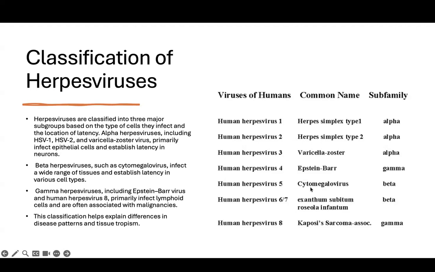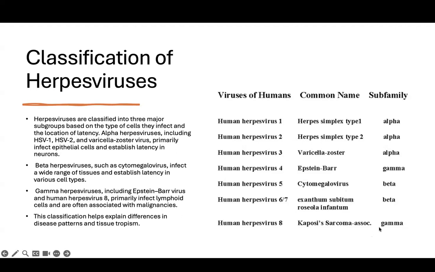Then you have your beta herpes viruses. This is your cytomegalovirus. Cytomegalovirus is a weird one because it loves to infect a wide range of tissues and establish latency in any different type of cell. So beta herpes viruses, in general, they love to go everywhere. Their tissue tropism is quite broad.